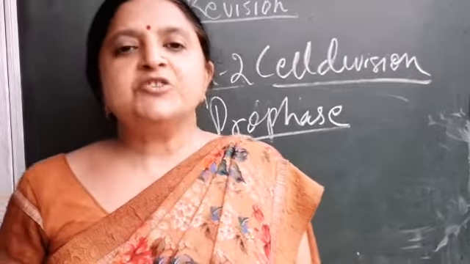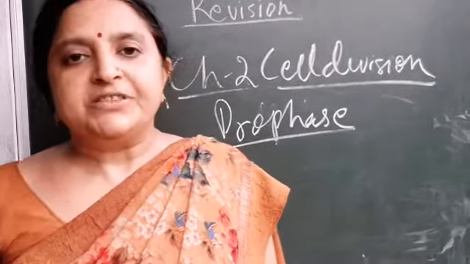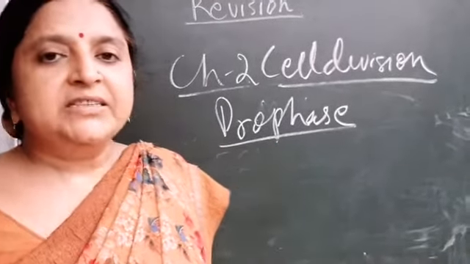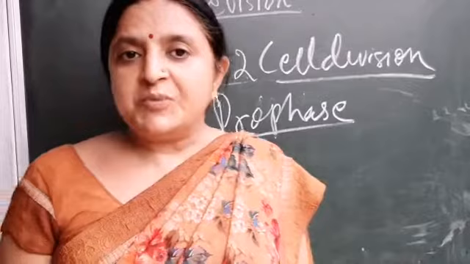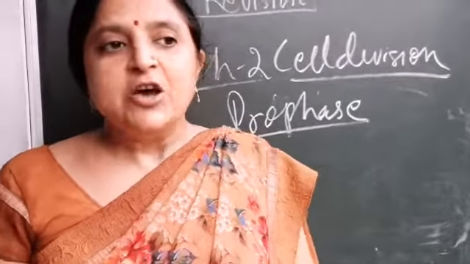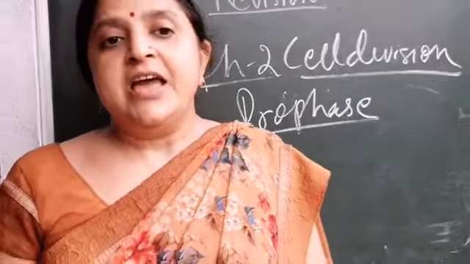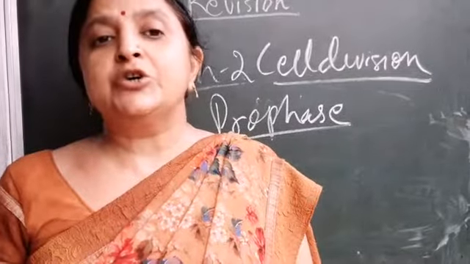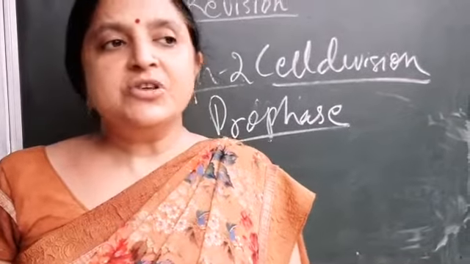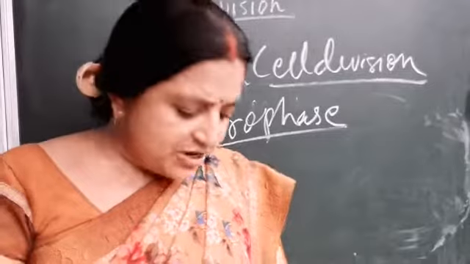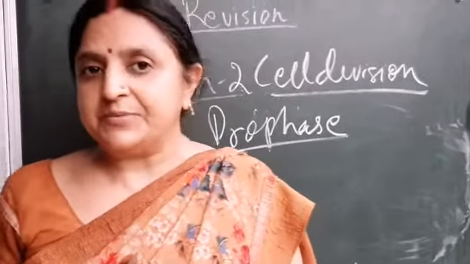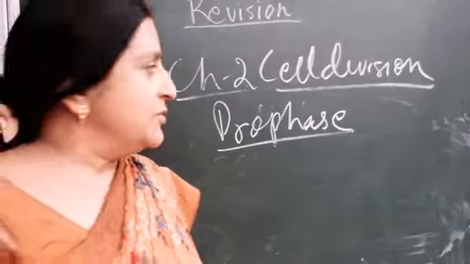Now the first phase of mitosis is prophase. Prophase is the first phase of mitosis, and in this phase chromatin fiber condenses and converts into the chromosome. The nucleolus and nuclear membrane completely disappear. This is about the prophase.